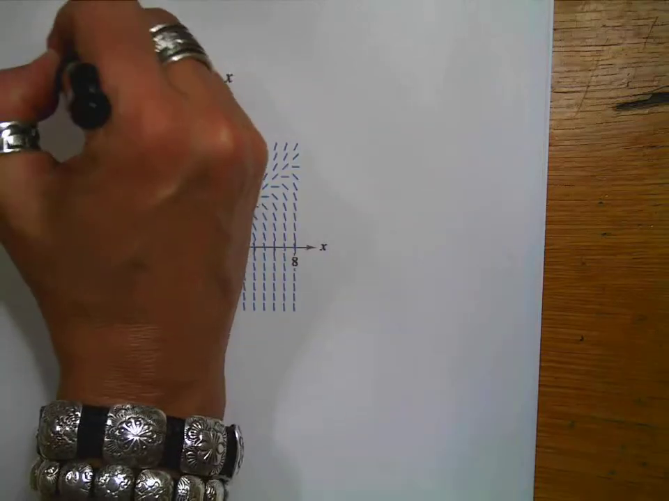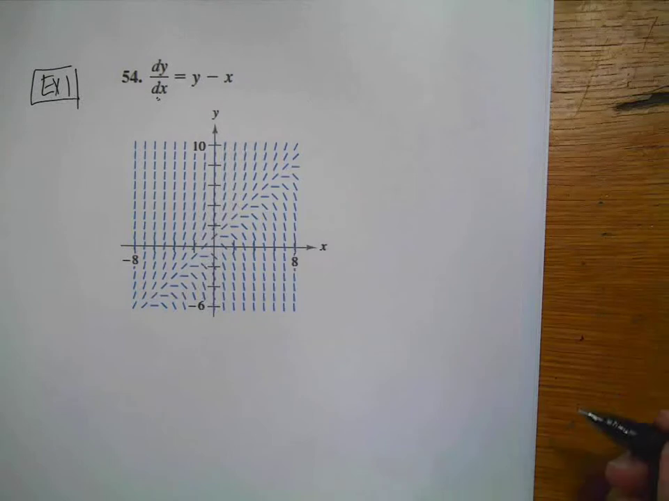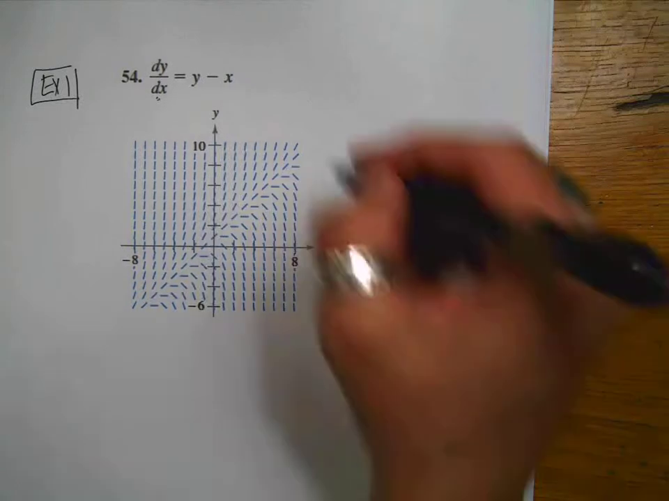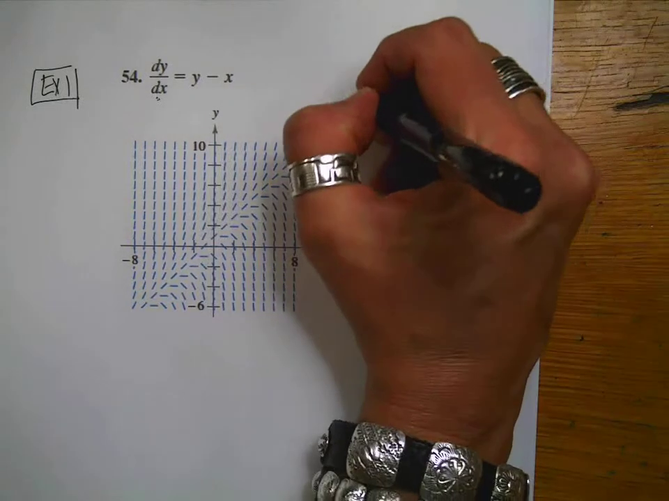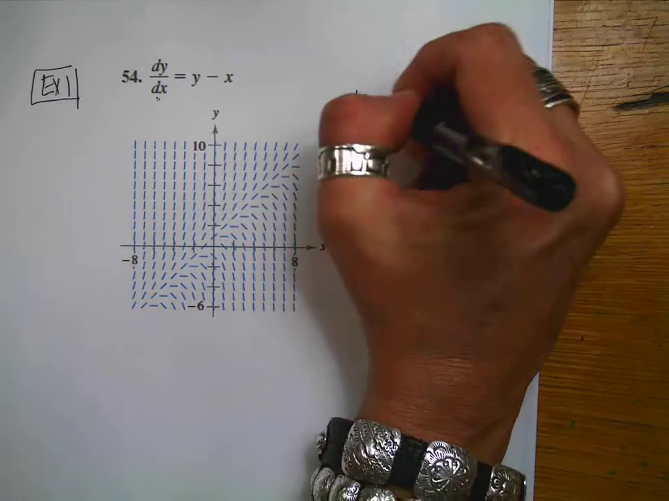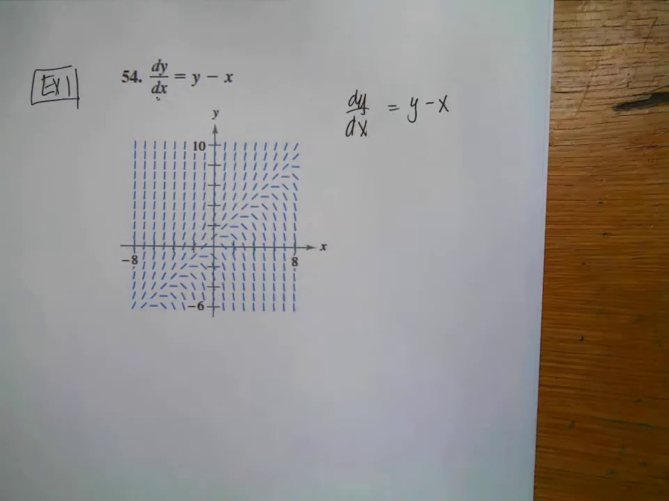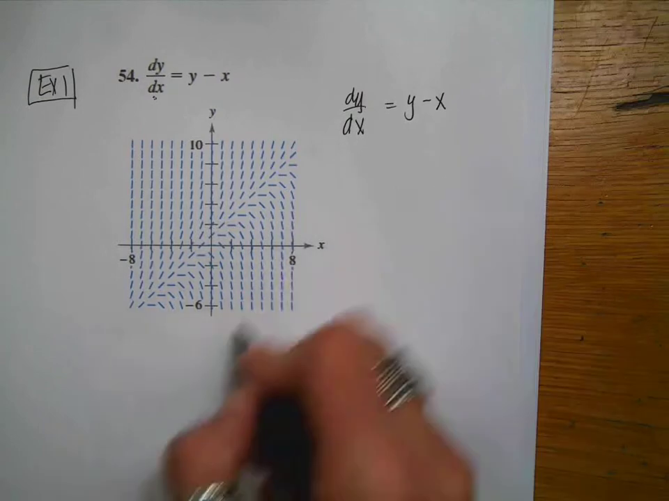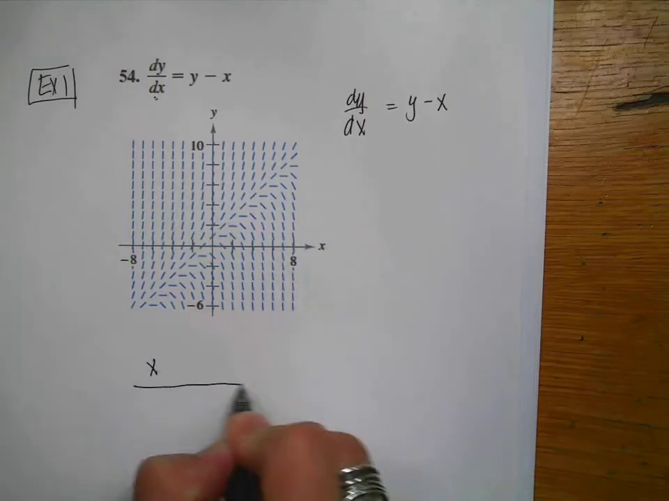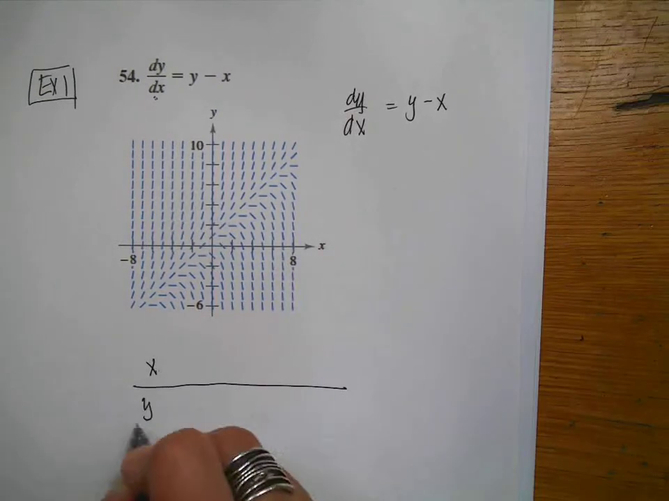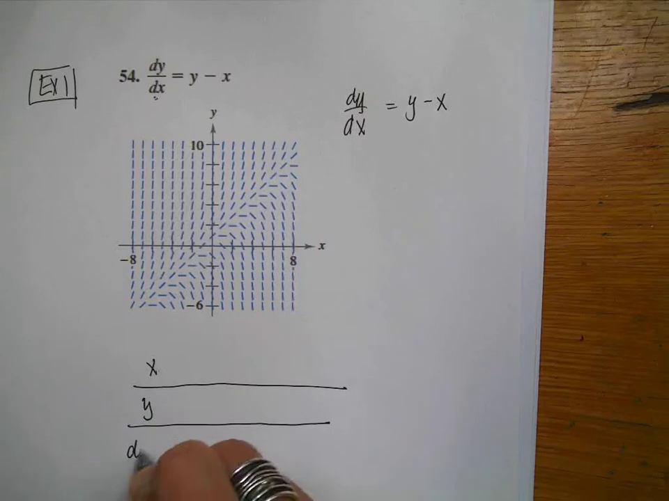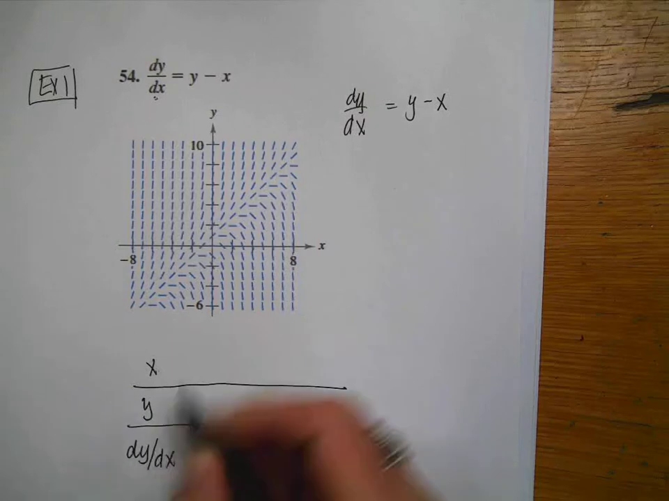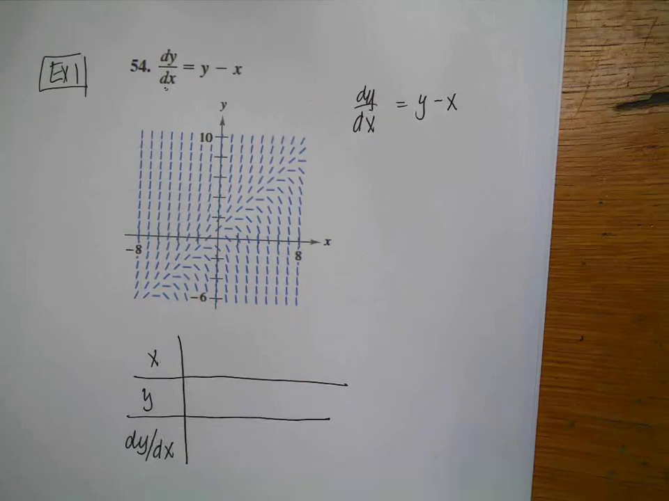But in this example, so this is technically our first example, I actually want to go through and generate the table. So my dy/dx is going to be y minus x, and I'm just going to choose a couple of points, and then we're going to compare the slopes that we find with the slopes on the slope field. So I'm going to create my table. I'll do it down here. So I have x, y, and then I have dy over dx.